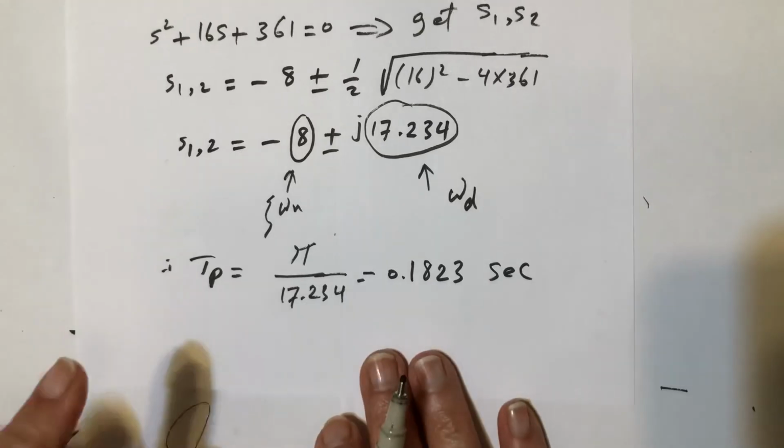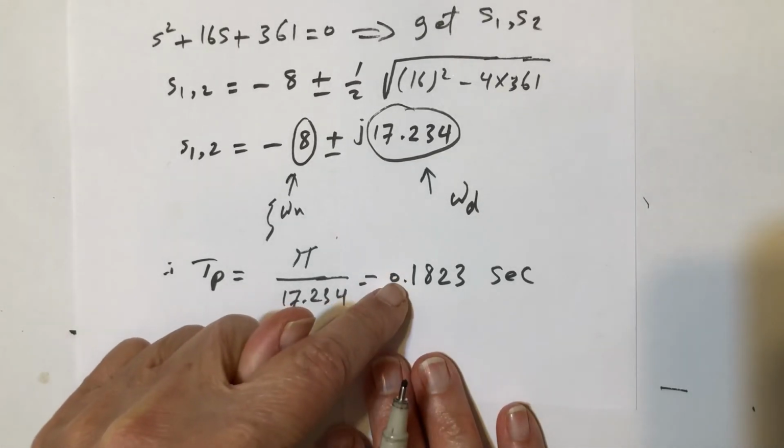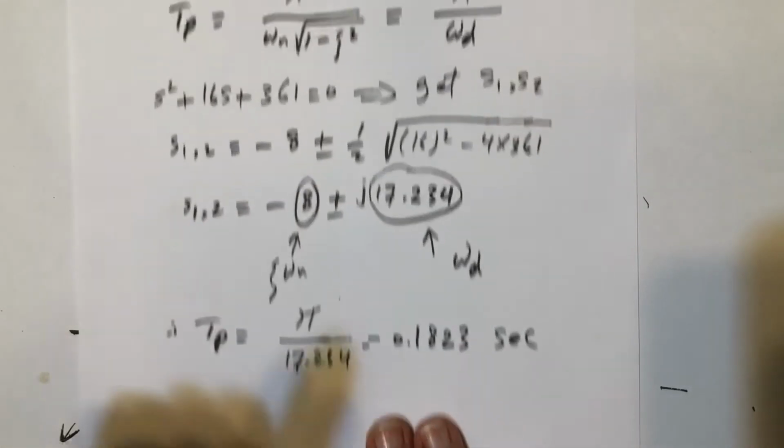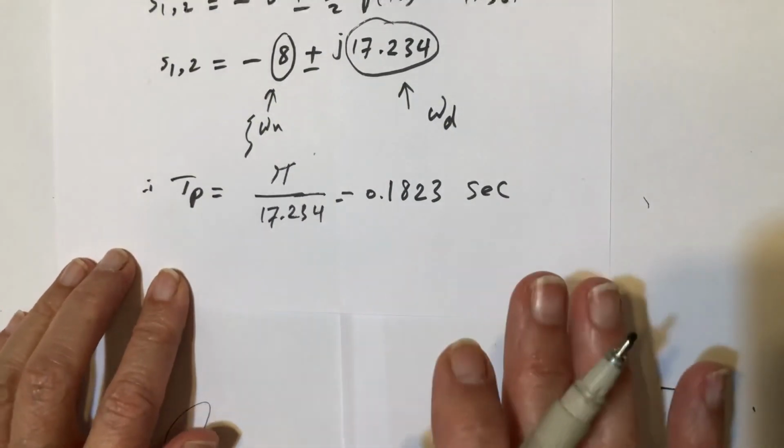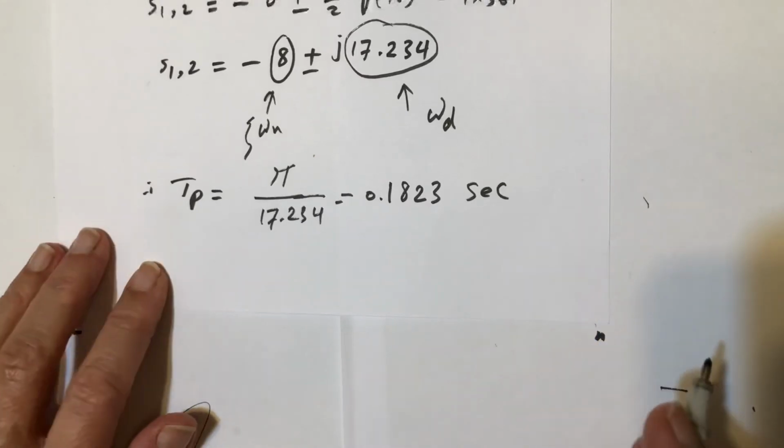Now notice that Tp is so small and is always, I told you, always less than Ts. Look at Ts 0.5, this is 0.1. This is Tp. What more does he want? He wants Tr.